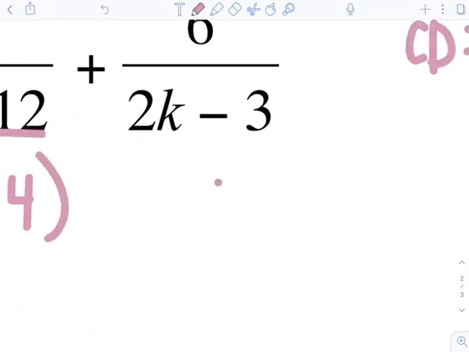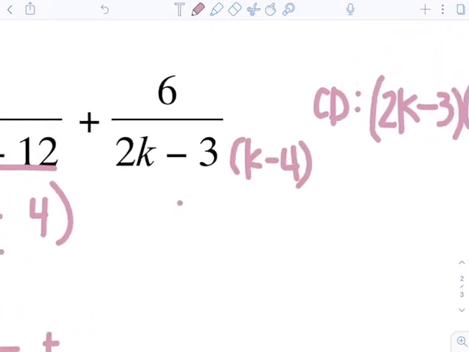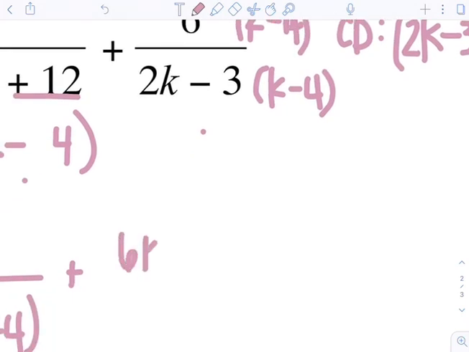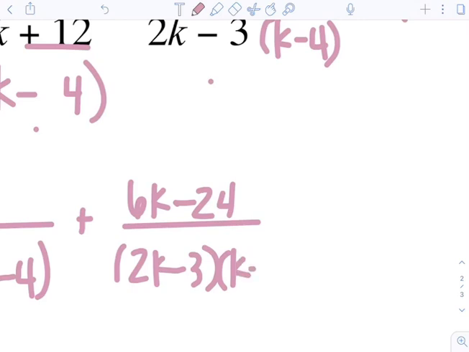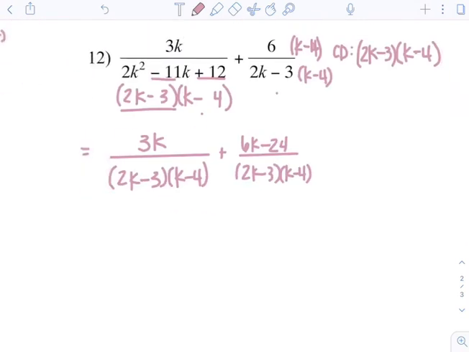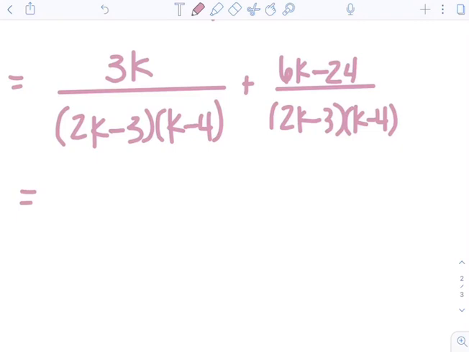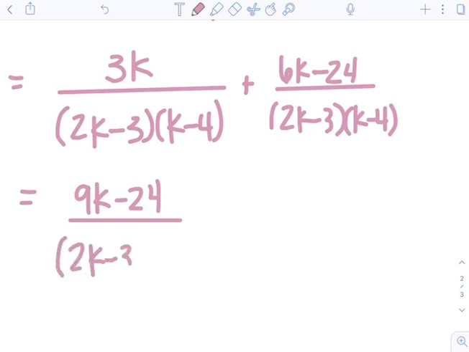But the second one is missing k minus 4, so I got to multiply by what it's missing. So I'm going to multiply by k minus 4. So I get 6k minus 24 over 2k minus 3, k minus 4. Okay, we do not simplify to the very, very end, so you have to combine your numerators first. So combine your like terms, 3k plus 6k, that's 9k, minus 24 over 2k minus 3, k minus 4.